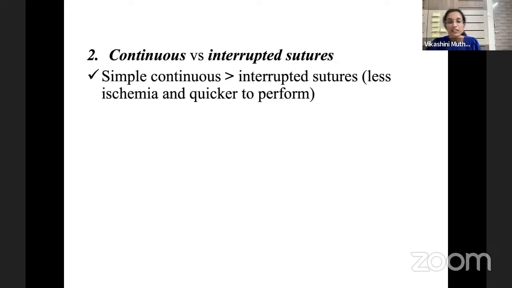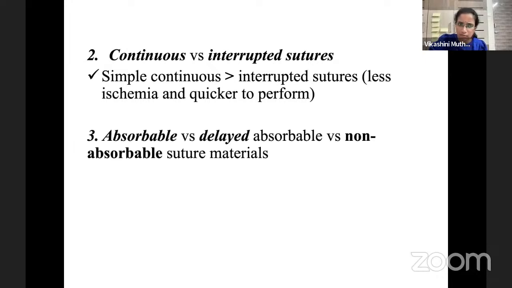Yeah, the simple continuous is considered superior to the interrupted sutures. Why? Because in continuous sutures, the pressure across the length of the wound is equally distributed, whereas in interrupted sutures the pressure varies according to the individual suture, right? Whereas it is uniformly distributed throughout the wound length in simple continuous sutures. Because of this, there is less chance of ischemia, and continuous sutures are also quicker to perform. So for this reason, simple continuous is considered superior to interrupted sutures.